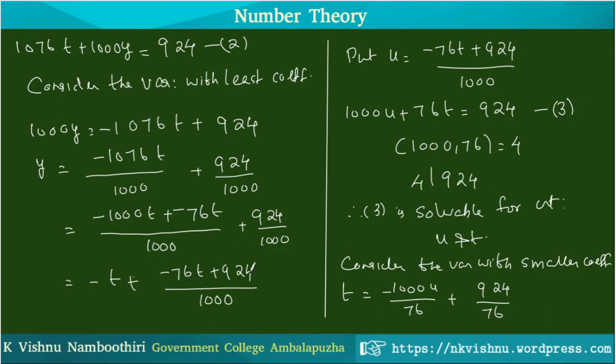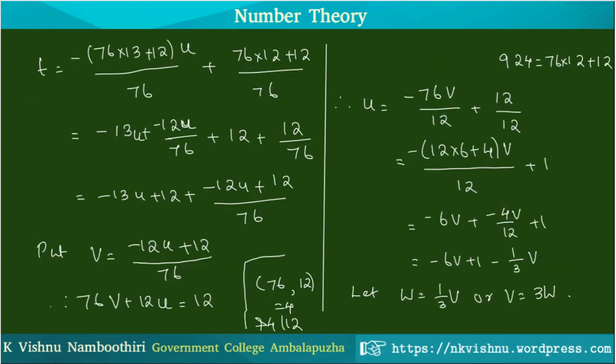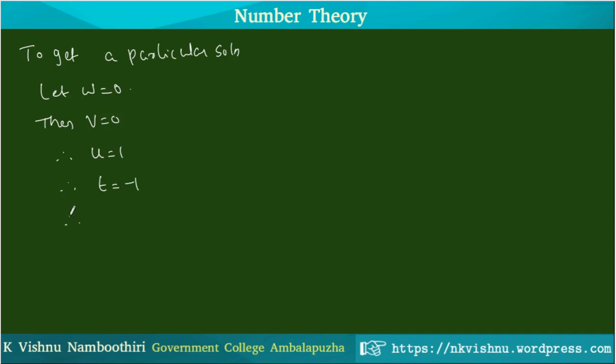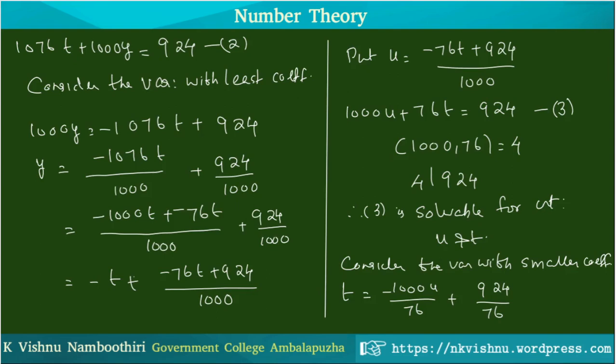This is 76 plus 924 by 1000 once again. So this is again 1. Sorry, this is 1. This is also 1. Therefore the value of y is going to be equal to 2. Therefore y equal to 2. We are substituting everything backward. Now, if y is equal to 2, we will get the value of x.